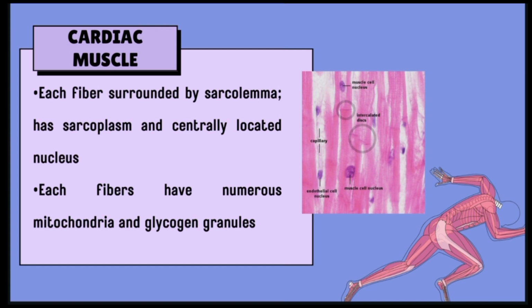Each fiber is surrounded by sarcolemma. Sarcolemma has cytoplasm and a centrally located nucleus. Each fiber has numerous mitochondria and also glycogen granules.